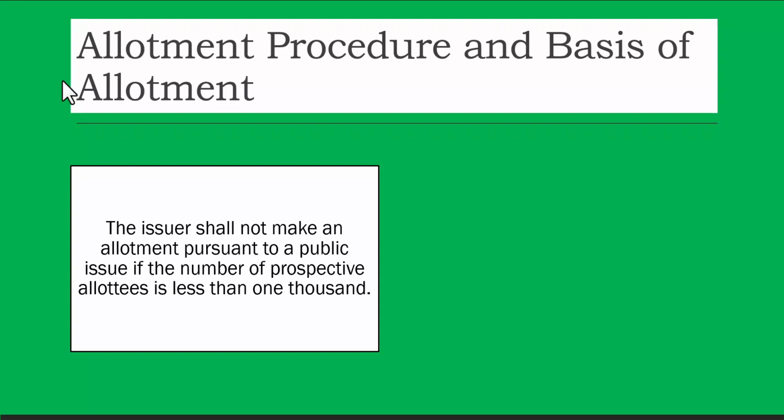Now we come to the allotment procedure. So this is very important. How the shares are allotted once the money is received by the issuer or the company. Read. Allotment procedure and basis of allotment. The issuer shall not make an allotment pursuant to the public issue if the number of prospective allottees is less than 1,000. So the number of allottees should be not less than 1,000. If they have received applications for only 500 people, then they can't allot any shares. It has to be minimum 1,000.